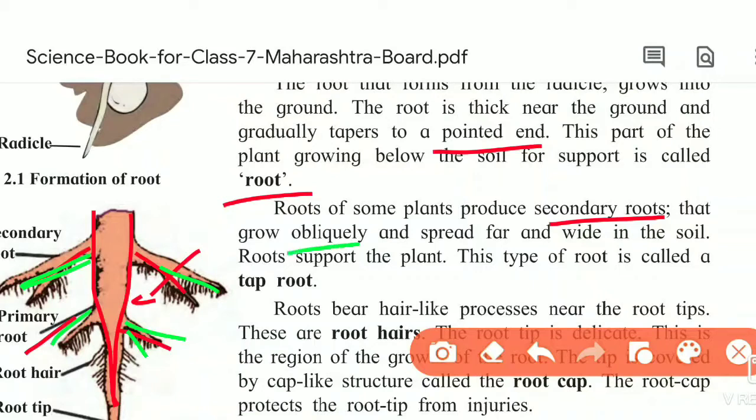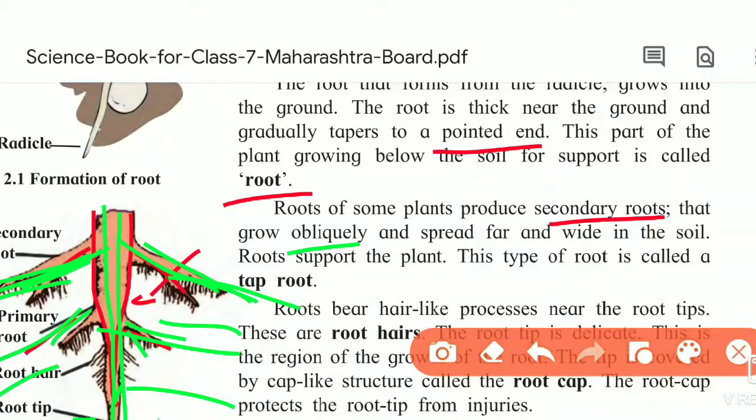They grow obliquely in this direction, and what happens? They spread inside the soil in this direction. This one grows towards the ground, vertically downward, but the others are growing in this way, spreading far and wide in the soil.